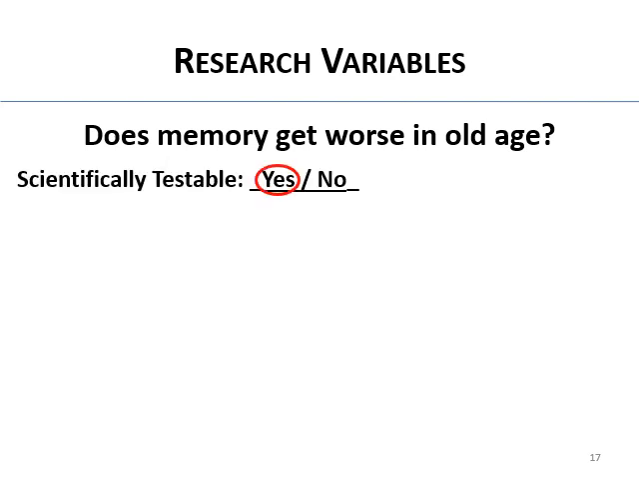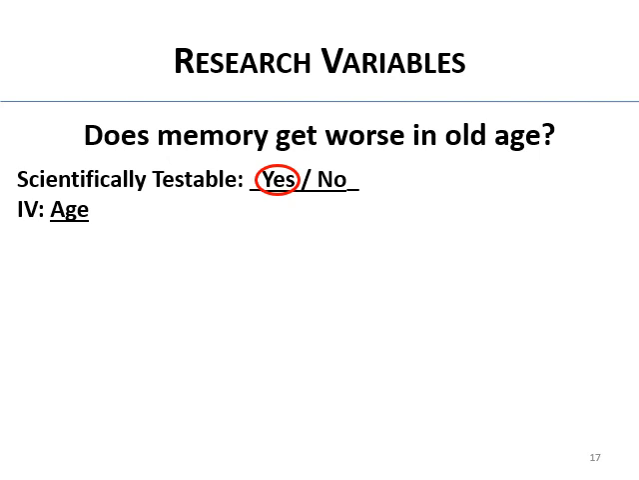You bet your bottom it is. So we could test this. What's the IV? Well, the IV is the thing that we think affects the other. We think that memory differs as a function of old age. So old age is our independent variable. Okay, age, whatever, you get the drift.